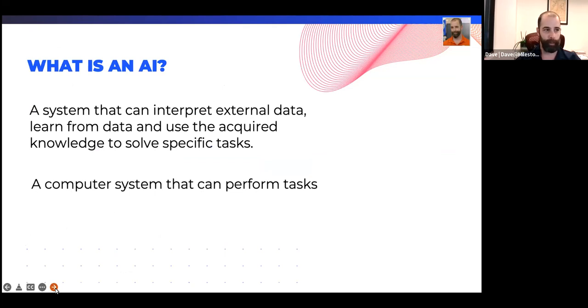So let's define what AI is. AI is a system that can interpret external data and learn from that data, and then use what it learned, with that acquired knowledge, to solve specific tasks. So it's technically narrow AI, right? General AI is something where we have general knowledge. Our brains work very well at that. All the AI we're looking at right now is great at specific tasks. So it's a computer system that can perform tasks.